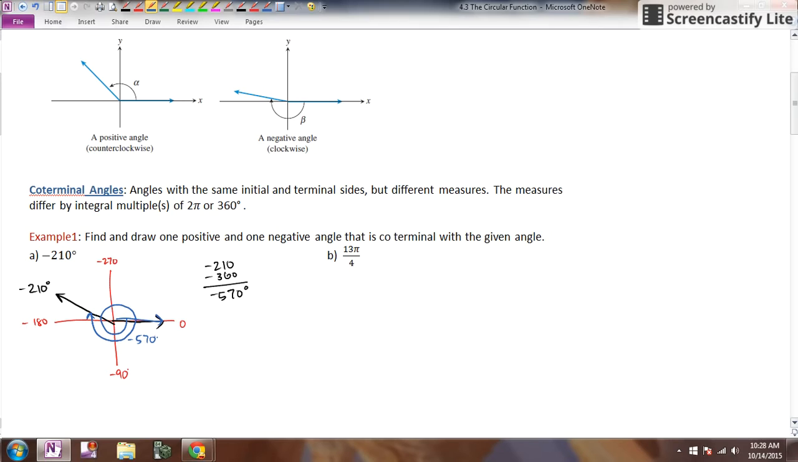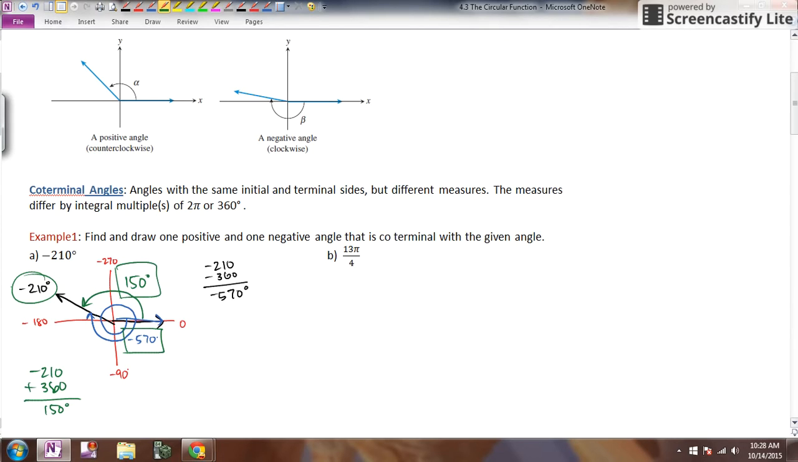Now, what about going the other way? I could also measure this angle this way, or we could just add 360. So negative 210 plus 360, that's 150 degrees. So boom, there is one positive, 150, and one negative, negative 570, that look exactly the same as the one they gave me, negative 210.